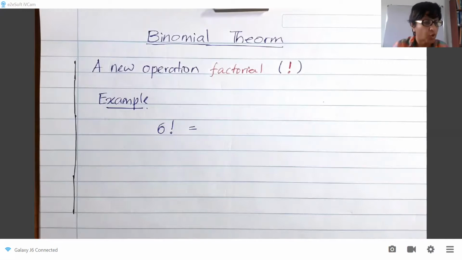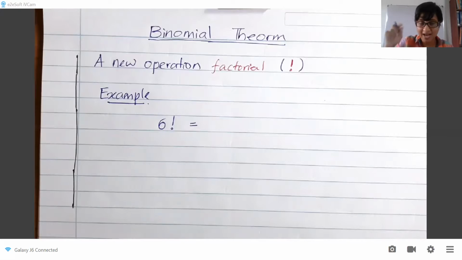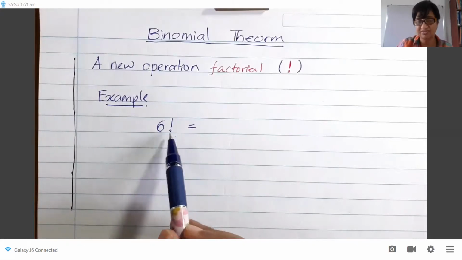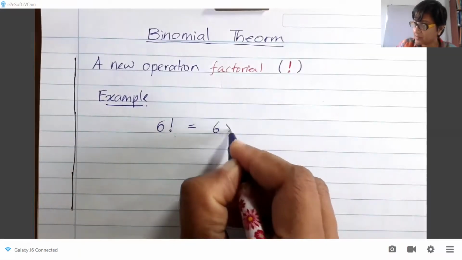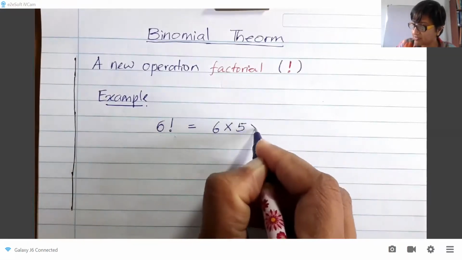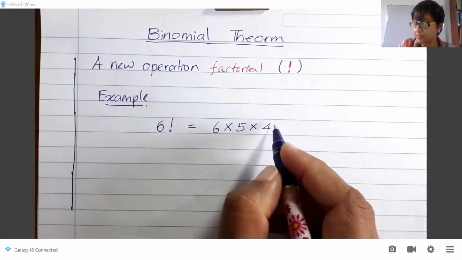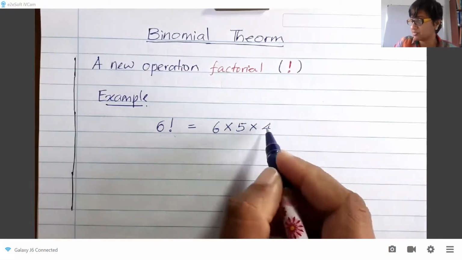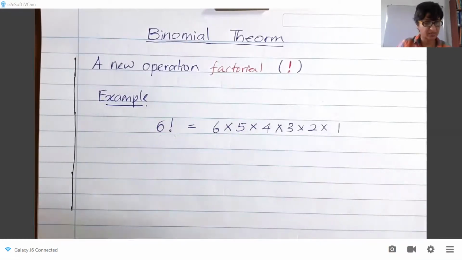The factorial of a whole number is the product of all the whole numbers starting from that number down to 1. So for example, if you have 6 factorial, you read it "6 factorial," and this is how you write it. It means you start with 6 and keep multiplying: 6 times 5 times 4, it's a countdown. 6 times 5 times 4 times 3 times 2 times 1. That's what 6 factorial is.